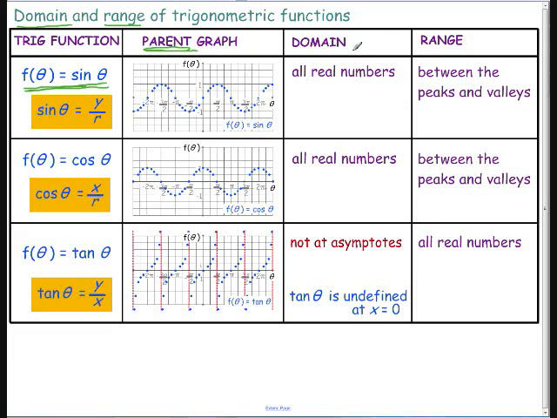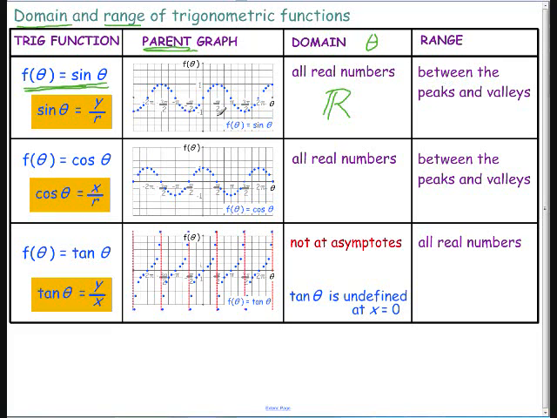The domain, what would the domain be here? We're talking about what theta could possibly be. Are there any restrictions on what we can have here for theta? There are no restrictions, so it's all real numbers. Another way you may see this written in other textbooks is like this. That's a symbol for all real numbers. You can use that if you want to in your responses. It's a little quicker than writing all that.